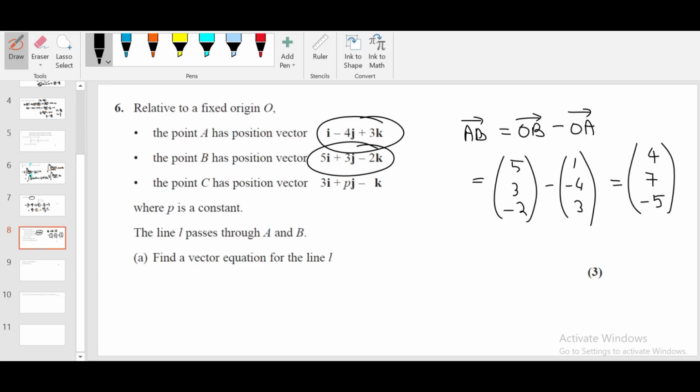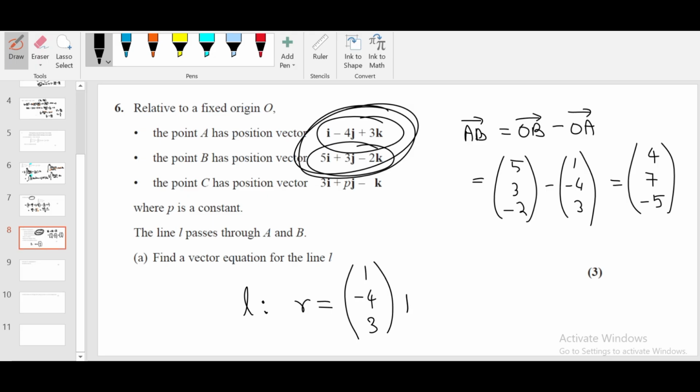You got AB vector. Now you can straight away write the equation of L. R is equal to, use any one of these vectors, up to you which one you want to use. I'm going to use the first one. You can use OB also if you want. Plus lambda times the AB vector. That's how we write the vector equation of a line passing through 2 points. Let's move on to part B now.